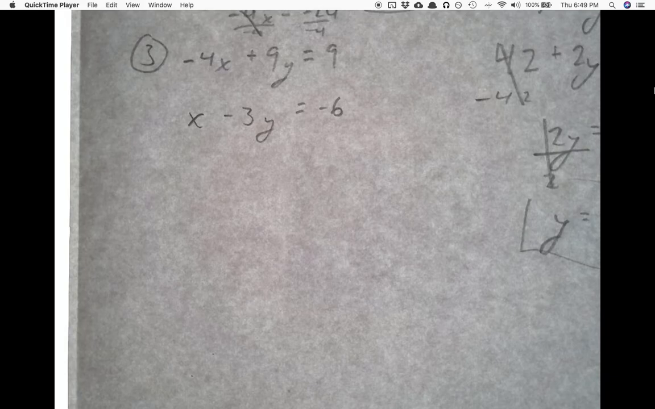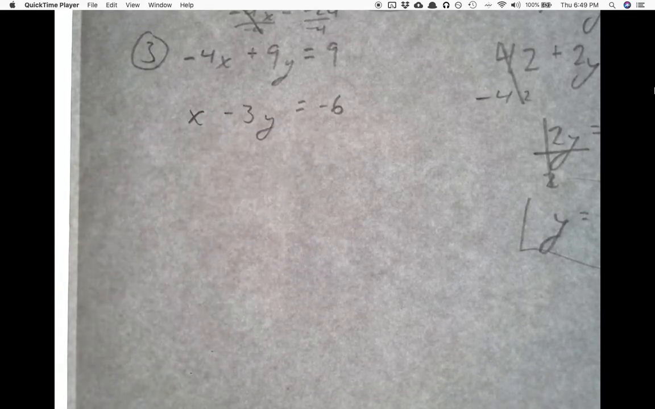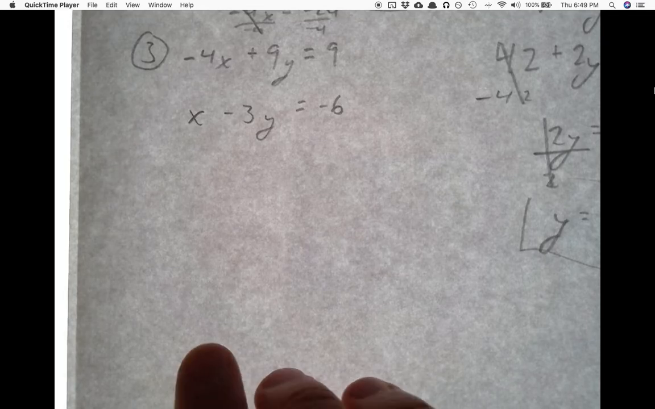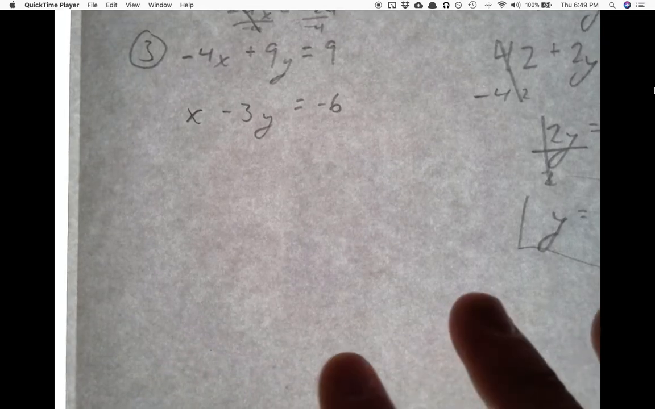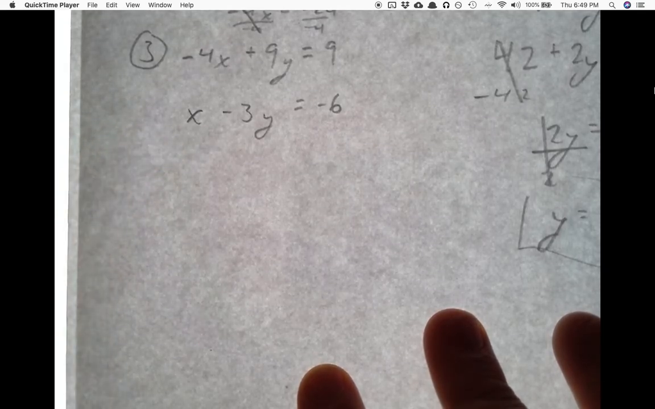And, you know, maybe you start thinking, well, this x is kind of by itself already. Maybe I just move that 3y over and just do the substitution method. And if you prefer the substitution method, go for it. But let me just show you how to deal with this type of question by using elimination.